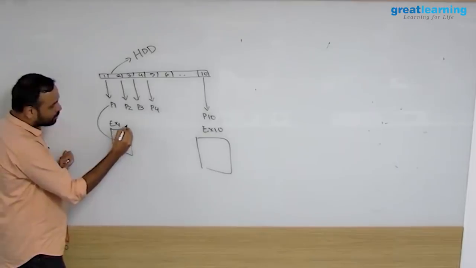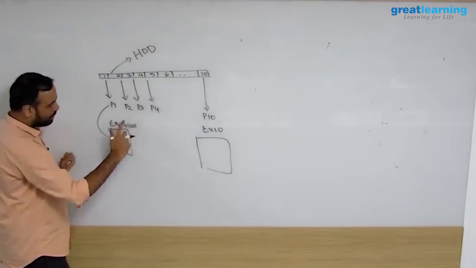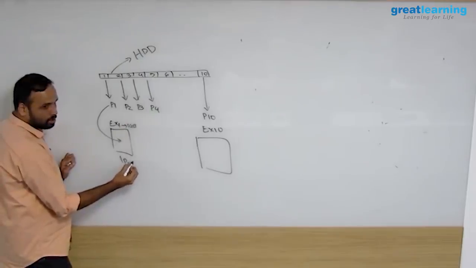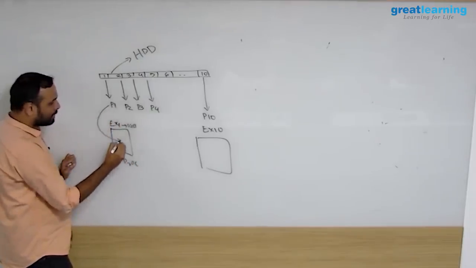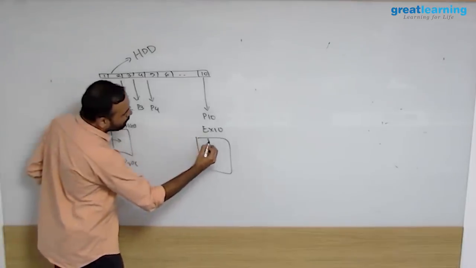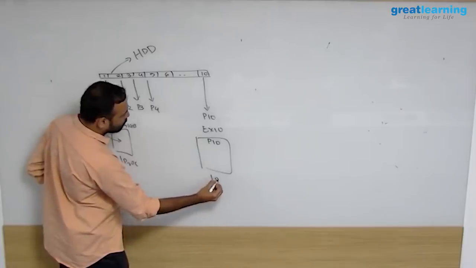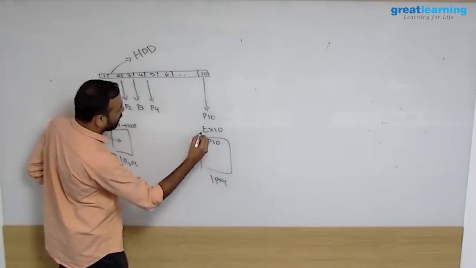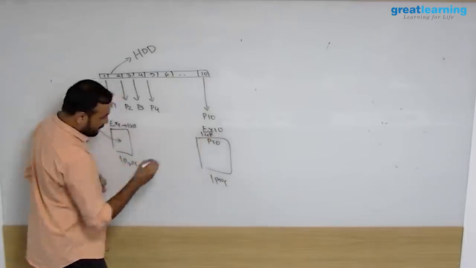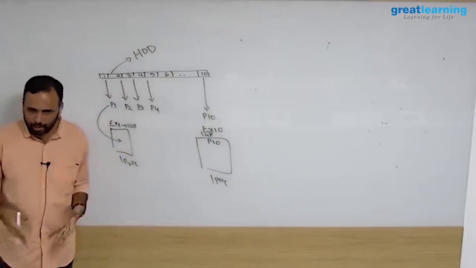Now for this executor, I have asked for 1 GB RAM. I also have 1 processor core. That means this partition can be managed by this executor. Same, your P10 will go here. This executor also has 1 processor and 1 GB RAM. But the point is, your YARN should allow you to give you these 10 executors.